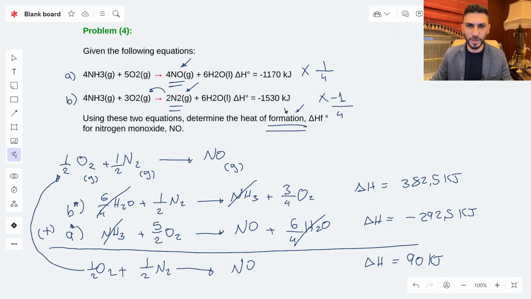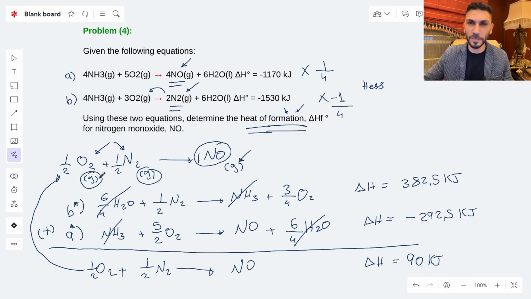All right. So the trick in this question is not only Hess's law, but also that they included the heat of formation. We need to remember that the heat of formation means the formation reaction, and for the formation reaction we need 1 mole of the product at its standard state and from elements at their standard states.